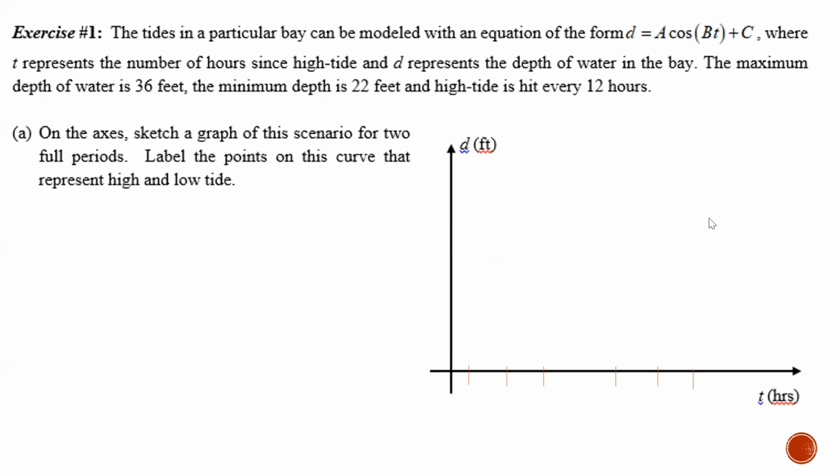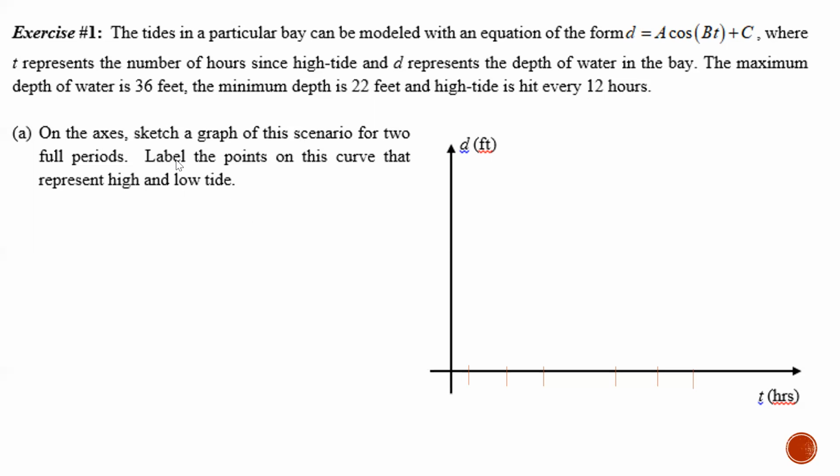Okay, so here's a real life word problem. The tides in a particular bay can be modeled by the equation of the form D equals A times cosine BT plus C, where T represents the number of hours since the high tide and D represents the depth of water in the bay. The maximum depth of the water is 36, the minimum depth is 22, and the high tide hits every 12 hours. So max and min give us our amplitude, okay? And the fact that this happens every 12 hours means that our period is 12 hours.